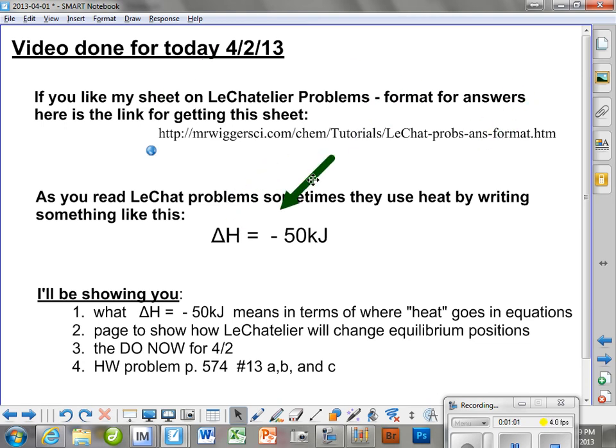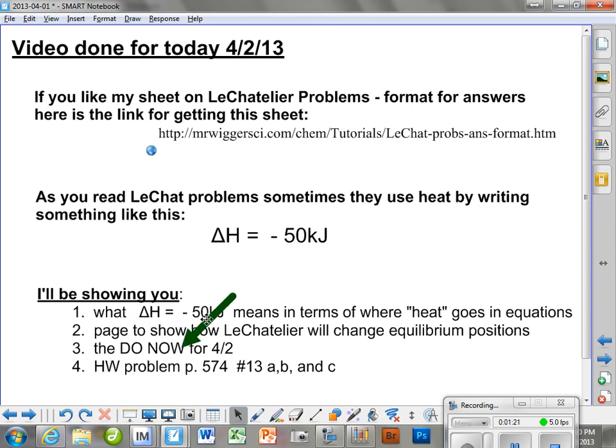Anyway, another thing is I'm going to explain what this is all about: what the delta H means and how to position the heat in a balanced equation. I'll also show you a page on how LeChatelier equilibrium shift positions are going to work with my little form.